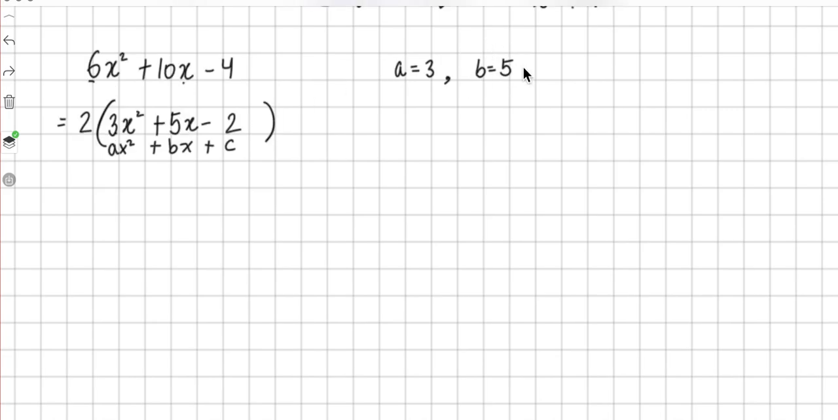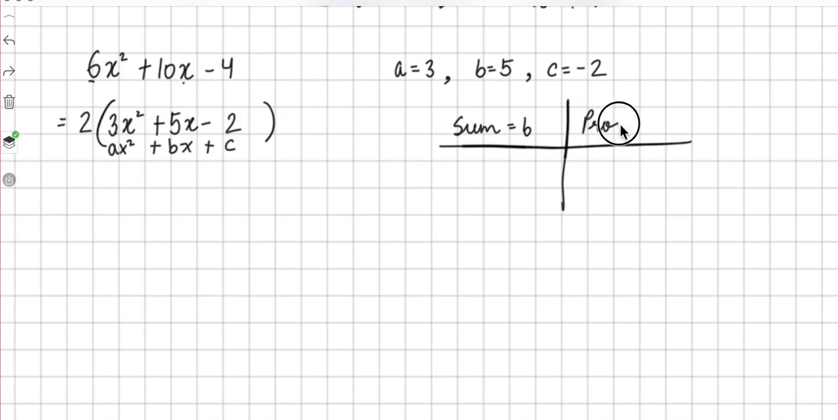So just compare the a, b and c with the expression we got in the brackets, and find out what the a, b and c values are. C is always a constant here. So this is a negative 2. So c right now is negative 2. So what are we going to do for these a, b, c here? We're going to find out the sum, which is the b value, and we're going to find out the product, which is a times c.